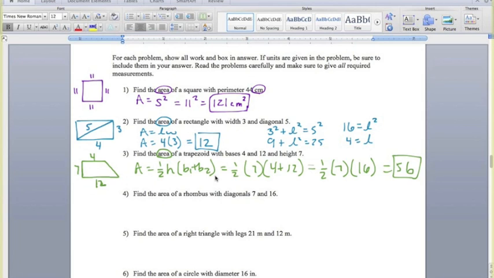Number 4 is about a rhombus, and we're not working with rhombi, so we will just skip over that one. It won't even be on the exam. Nope.